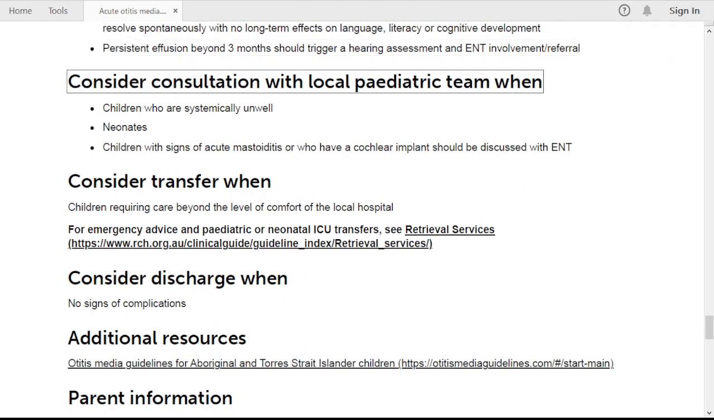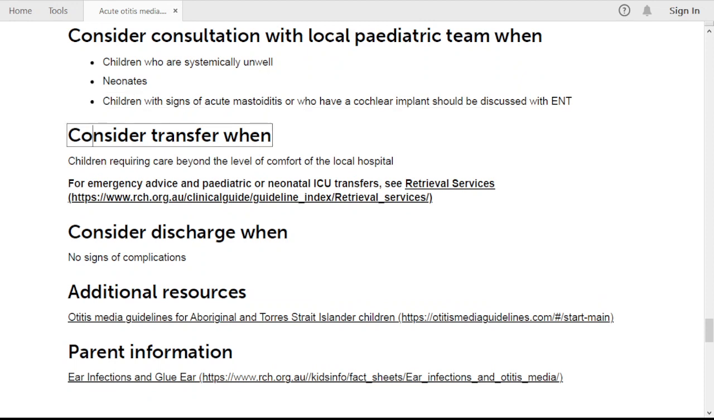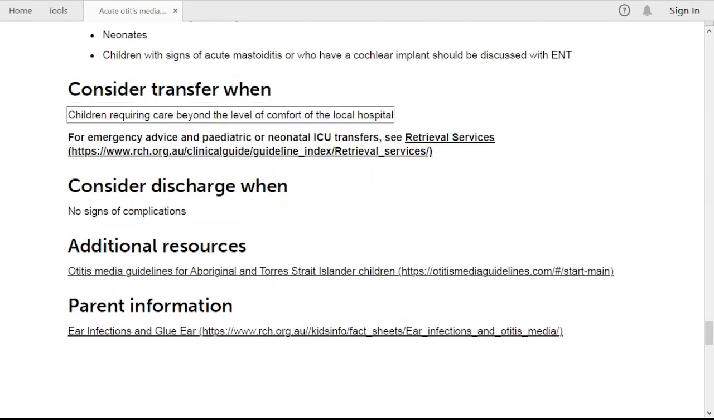Consider consultation with local pediatric team when children are systemically unwell. Neonates, children with signs of acute mastoiditis or who have a cochlear implant should be discussed with ENT. Consider transfer when children require care beyond the level of comfort of the local hospital. Consider discharge when no signs of complications.